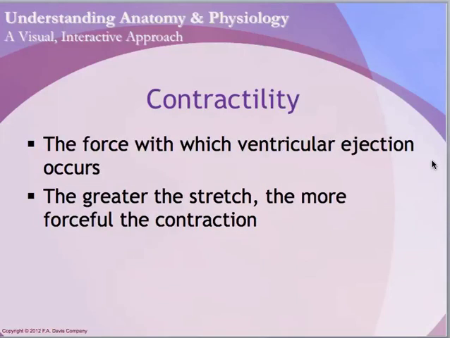Contractility is the force with which the ventricular ejection occurs. So how strongly do those ventricles contract to eject that blood out of them? We certainly want this to happen fairly efficiently, okay? Because we don't want the ventricles contracting and not pushing out too much blood. We're not going to get very good cardiac output if that happens, okay?